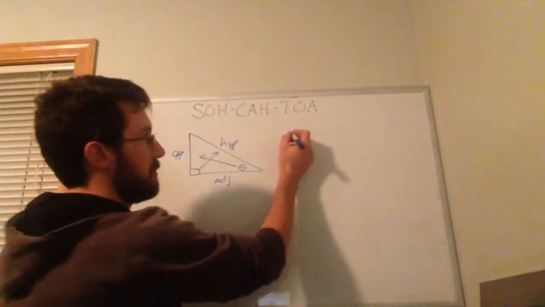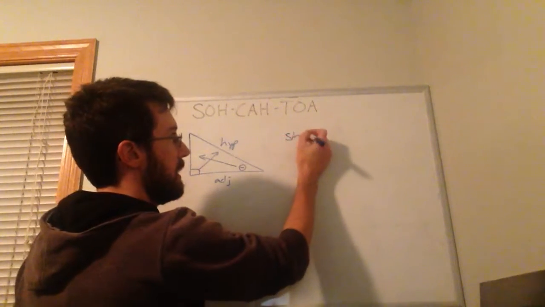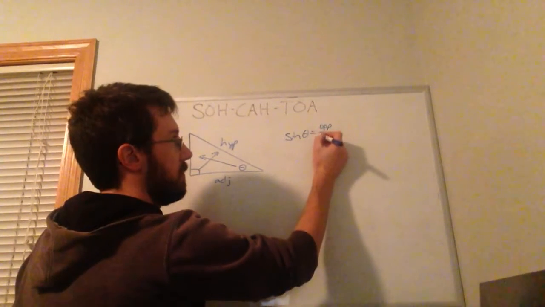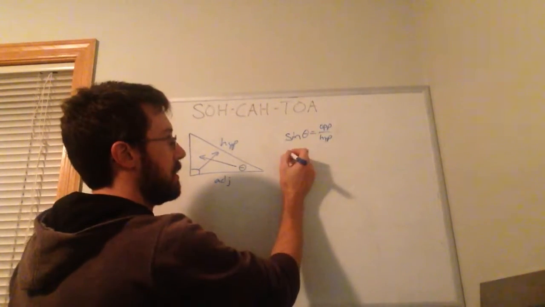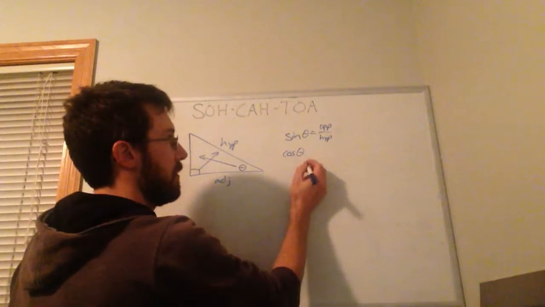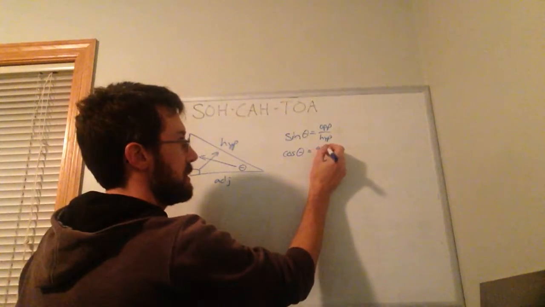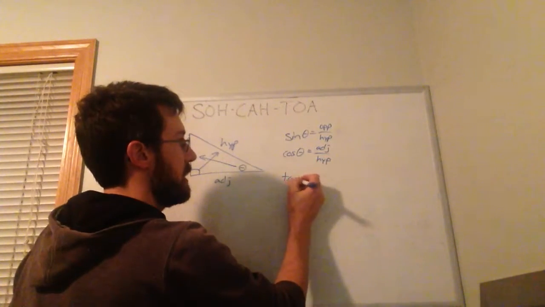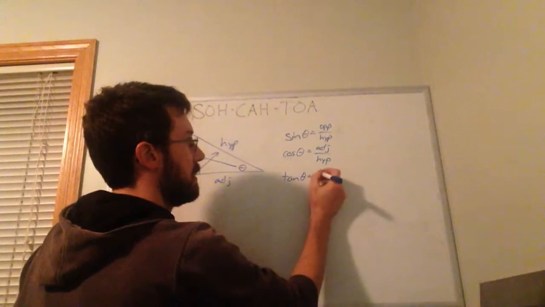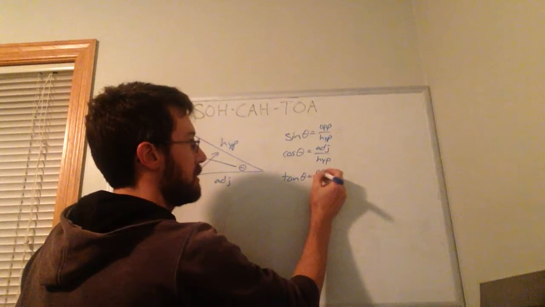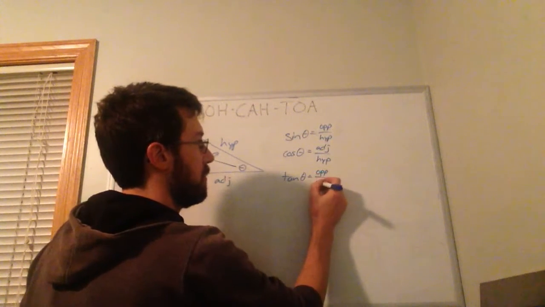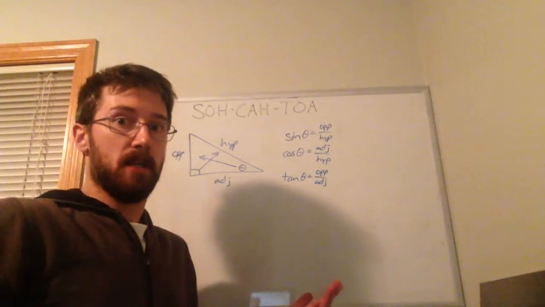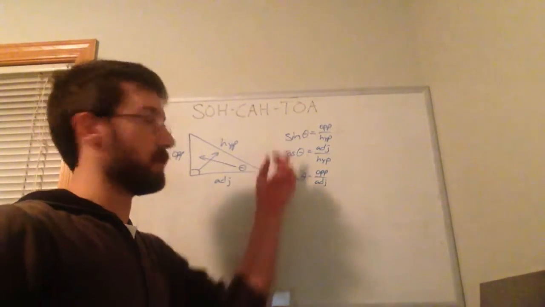Alright, so then our ratios are sine of theta is opposite over hypotenuse. Cosine of the angle theta is adjacent over hypotenuse. And tangent of theta is Soh-Cah-Toa, opposite over adjacent. Okay? Now, in 10th grade and in geometry you learn about these three.